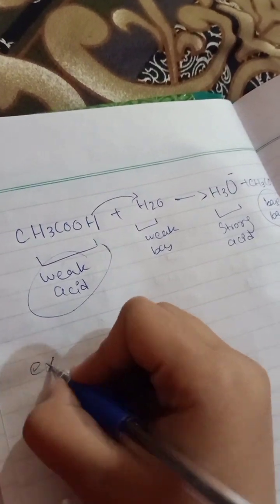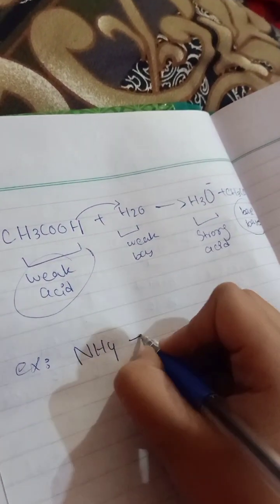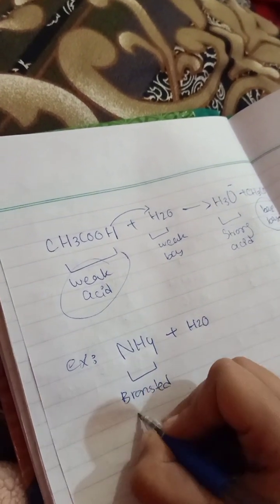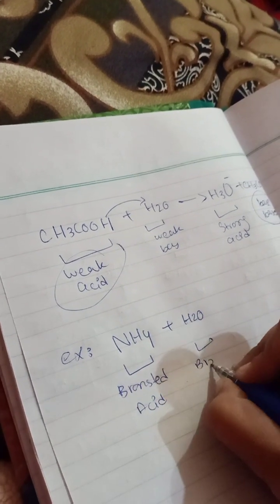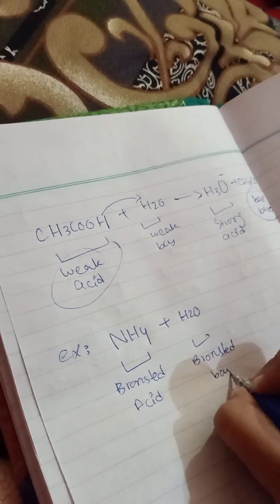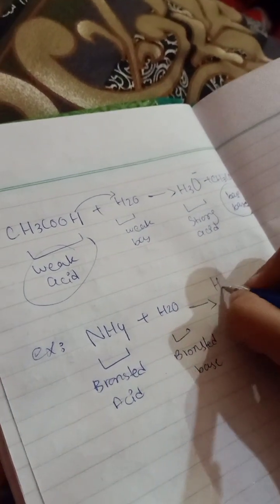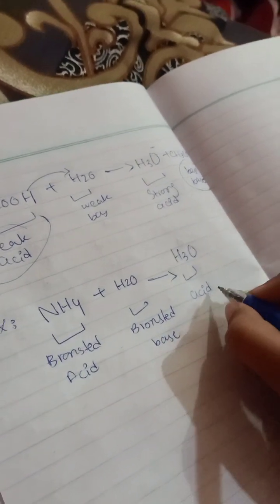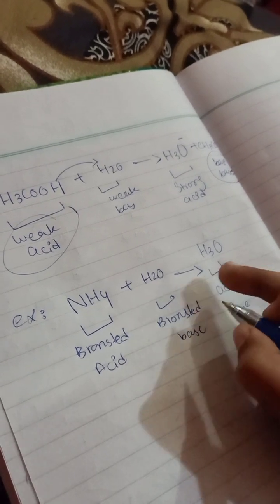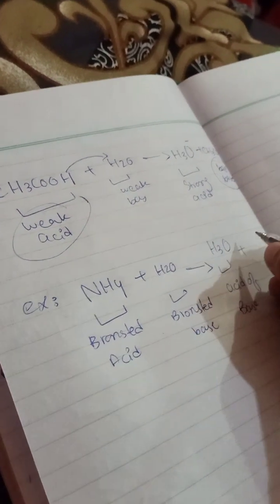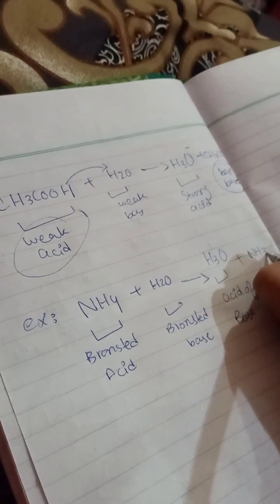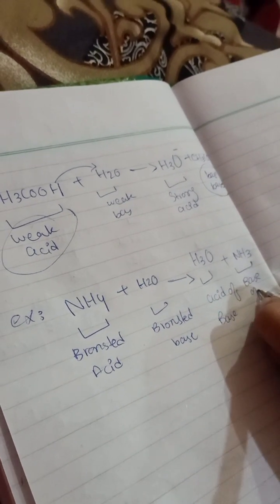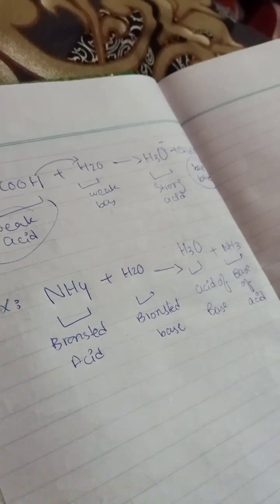With another example, that is ammonia. When it is reacting with the H2O, this is a Bronsted acid, and this is a Bronsted base. When it is combining, it makes the hydronium ion, and this is the acid. This is a conjugated acid of the base, because it is related to this. The word conjugated means the relation, and here NH3 is remaining. So this is the base of the acid. So that's why we are calling that conjugated.